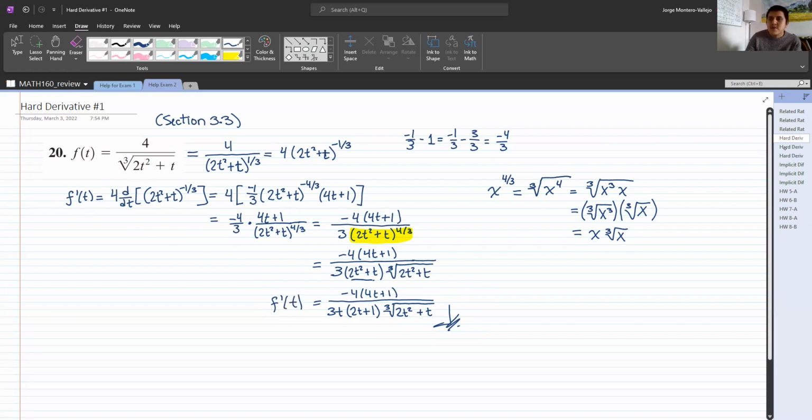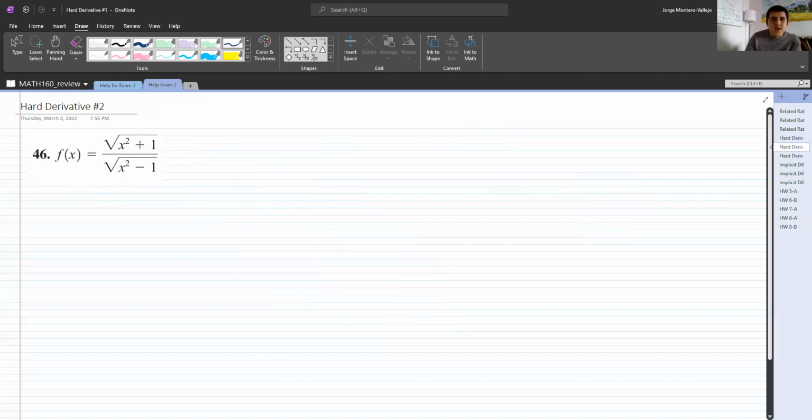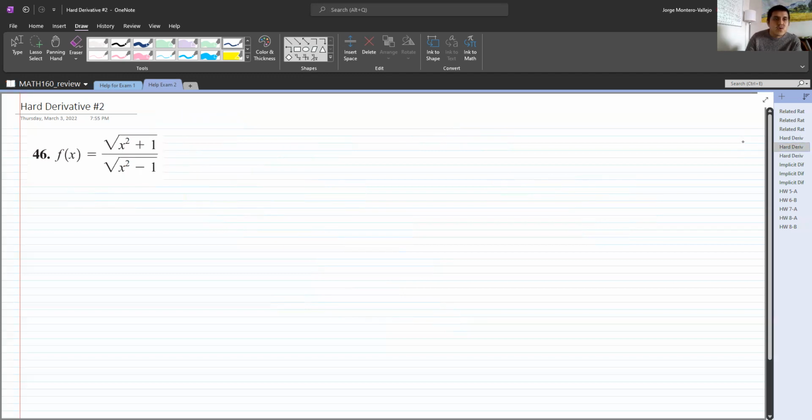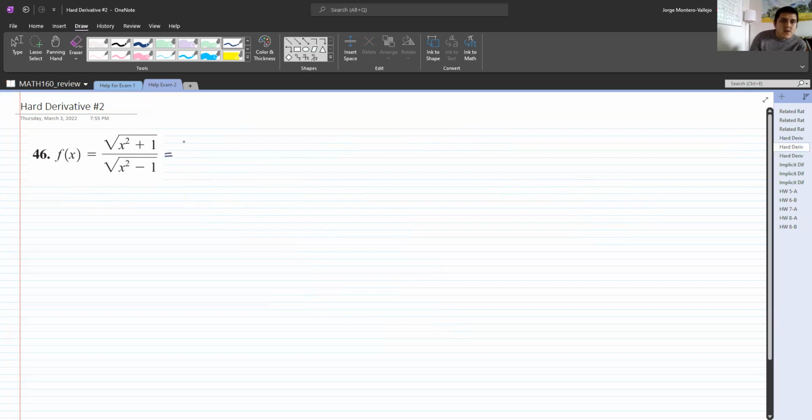Okay, to the next one. For this next one, we have f of x equals the square root of x squared plus 1, all of that divided by the square root of x squared minus 1. For this one, we could do several things, right? We could rewrite this with powers instead of roots, like this. Or we could also bring this denominator up by making the power negative.